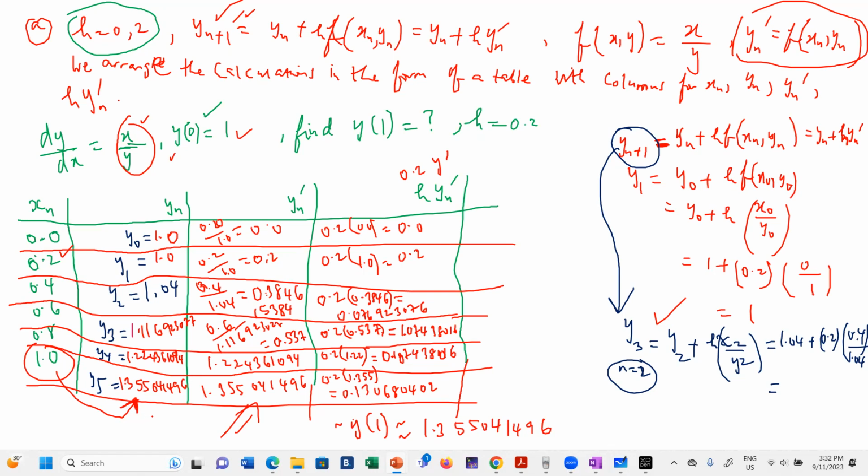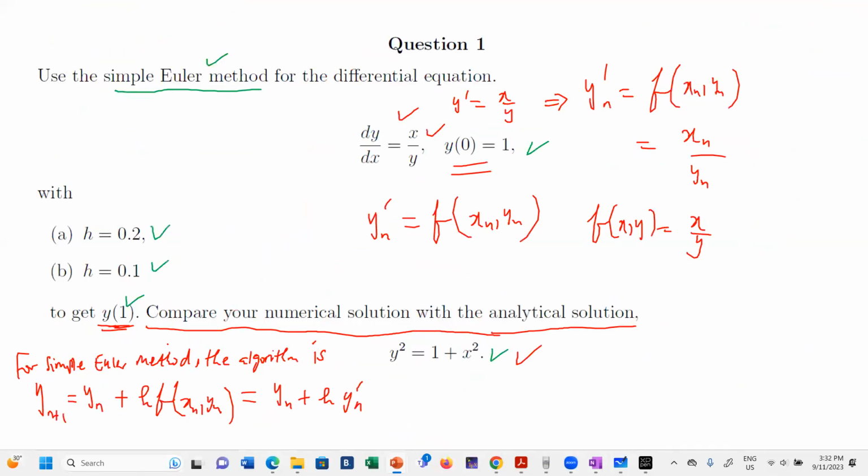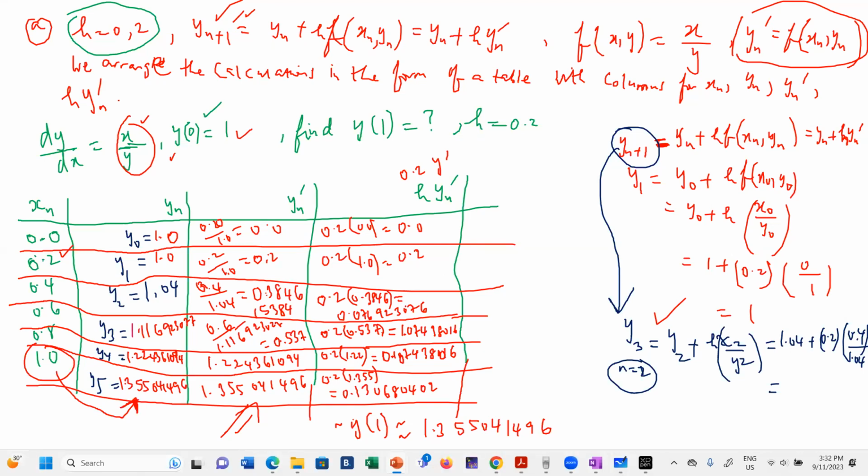Okay, which is what the question wanted. In other words, the question said you need to use the simple Euler method for the differential equation given with h equals 0.2. We did 0.2, but 0.1 can be done the same way. You get y at 1. What is y at 1? And then after you got y at 1, compare your numerical solution with the analytical solution, the exact one. So now we have got the solution using the Euler method.